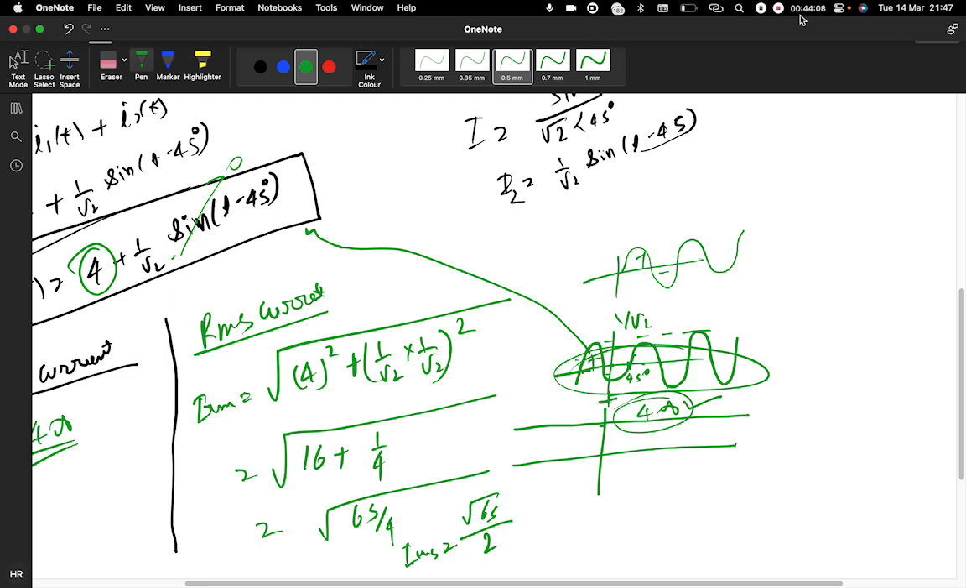So, get the result, root under 65 by 2, what will you get? Tell me the value. Take the root under 65. What value? 4.03. 4.03. Yeah. That is the correct answer. 4.03. So your IRMS current will be 4.03. Okay.